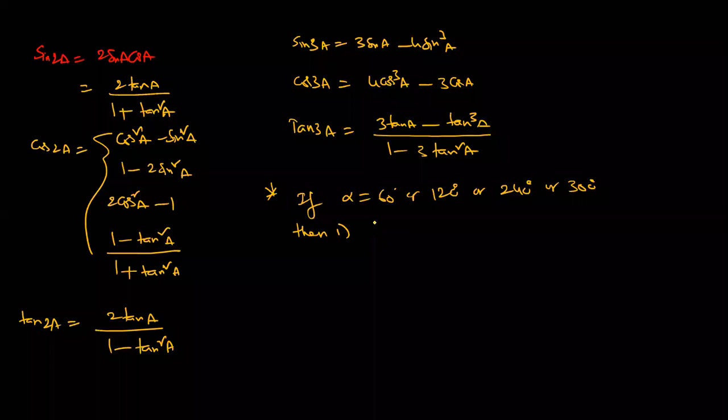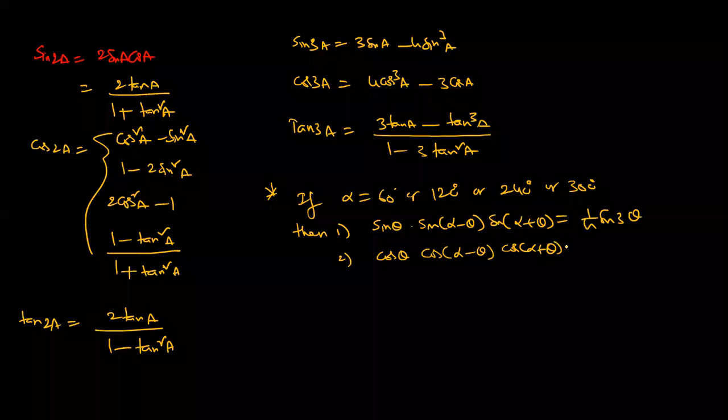That is, sin theta into sin alpha minus theta into sin alpha plus theta always gives 1 by 4 sin 3 theta. Cos theta, cos alpha minus theta, cos alpha plus theta gives 1 by 4 cos 3 theta. I will derive these formulas, don't worry. Tan theta, tan alpha minus theta, tan alpha plus theta is tan 3 theta.